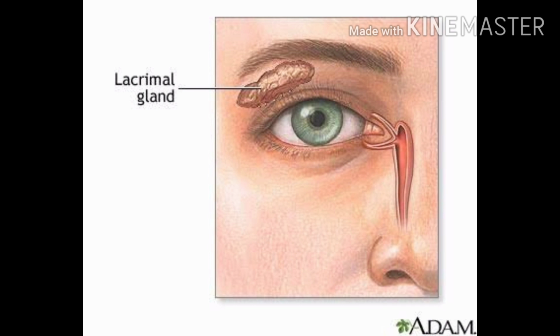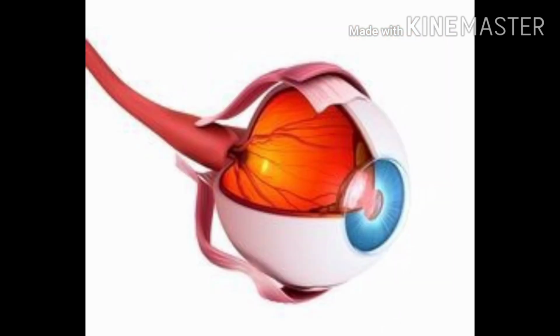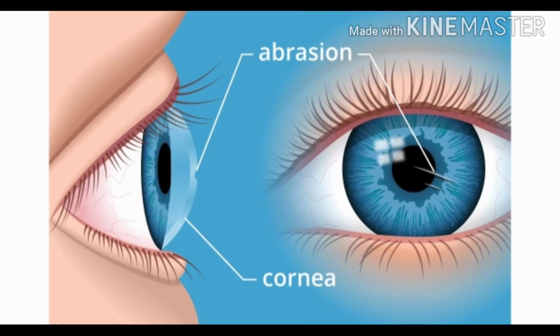The fluids that are filled in the eyeball protect the lenses and other parts of the eye from mechanical shocks. The cornea is the clear window in the sclera in front of the eye. It protects the eye from direct exposure of light.